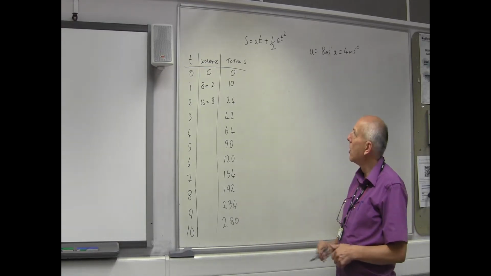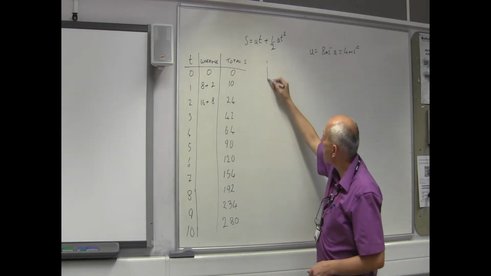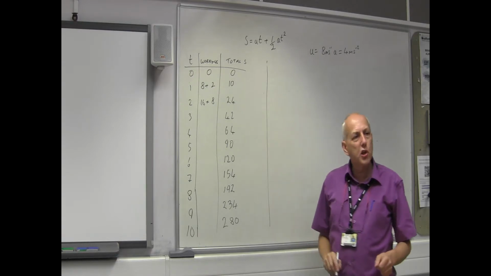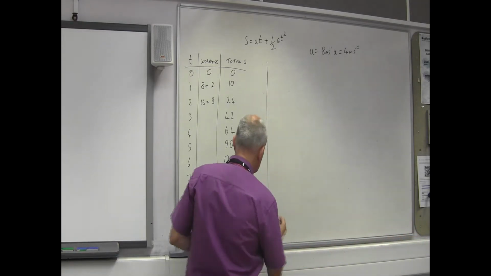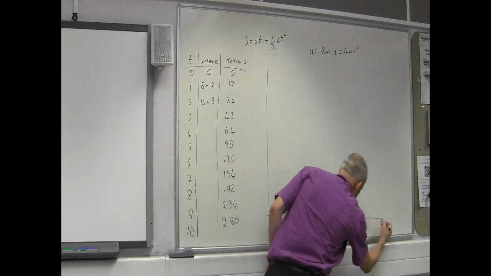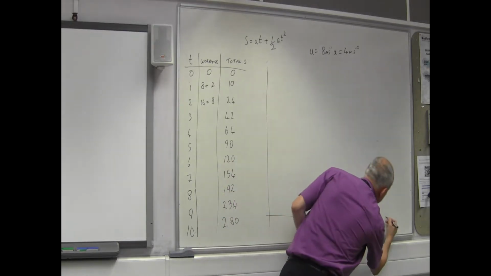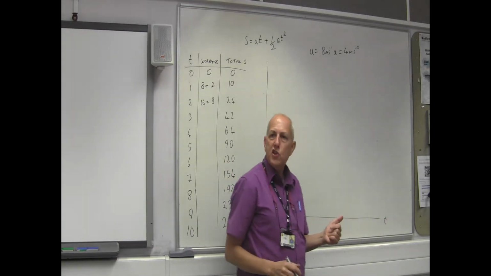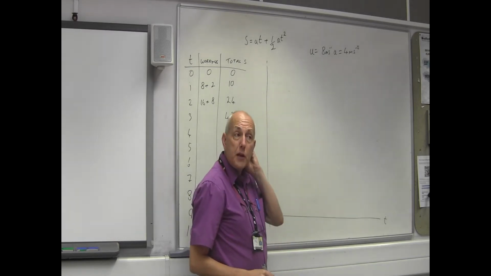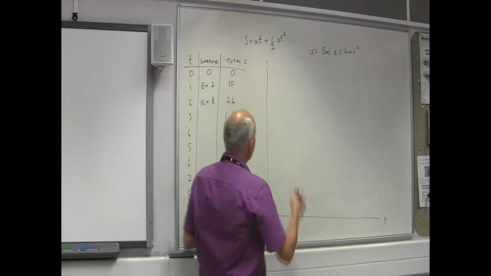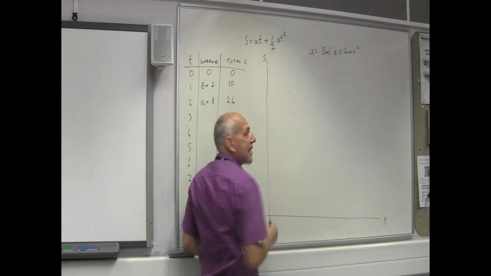0, 0, 4, 2, 4, 2. Right, next step. When you do this, you do it neatly with a ruler. Yes, you did. 280. Don't forget to label your axis. Don't forget to label your axis.